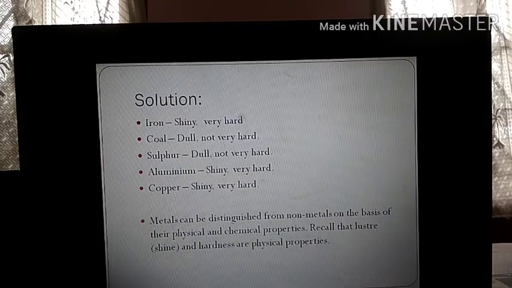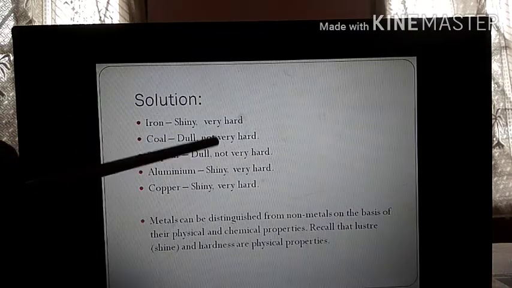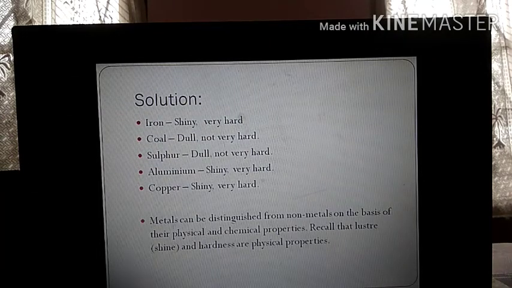And it is very, very hard. Now coal, all of you have seen coal. Coal, is it shiny? No, it is not shiny, it is dull, isn't it? Coal is black in color, it doesn't have any kind of shine, so we can say coal is dull. And is it hard? No, it is not very hard. Easily you can break coal. With your hand also you can break it, or if you throw the coal on the floor, it will break. Or with the help of a hammer, if you lightly beat the coal, it breaks, right? So we can say it is dull and not very hard.